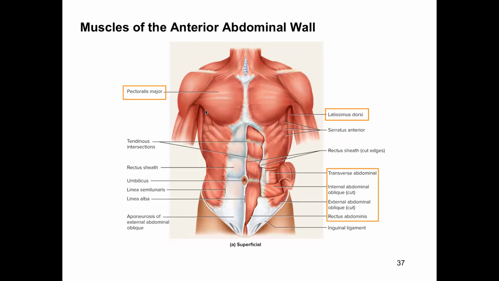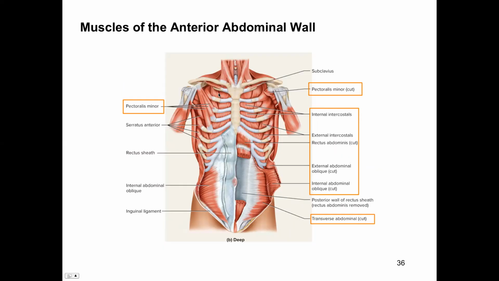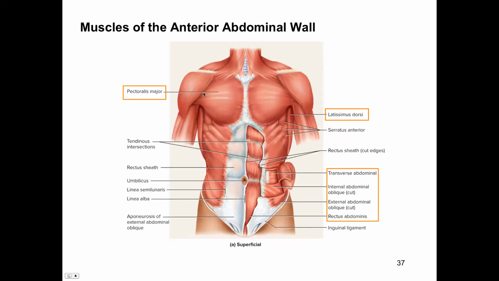So here's your pectoralis major, right? Here's your pectoralis minor. You can see it attaching to the ribs there. And major is the one that you see, all right? So those are your pecs. That one you should know. Lats dorsi, all right, is here.